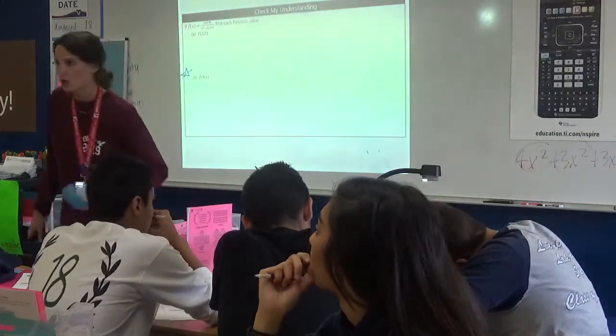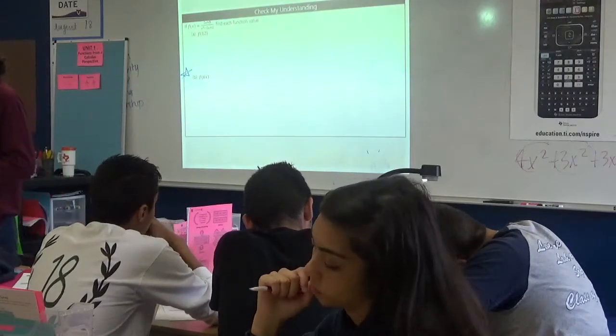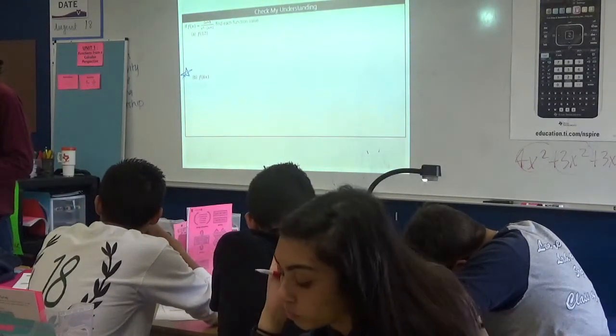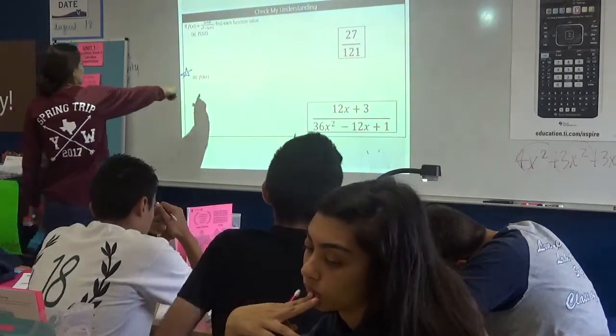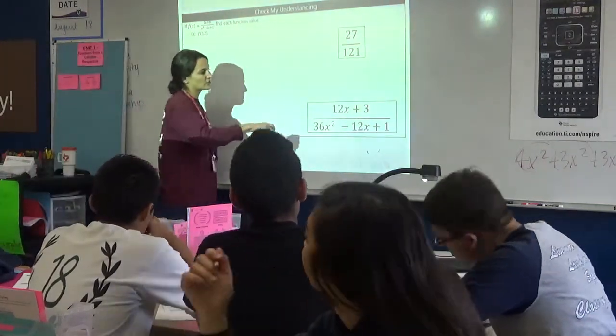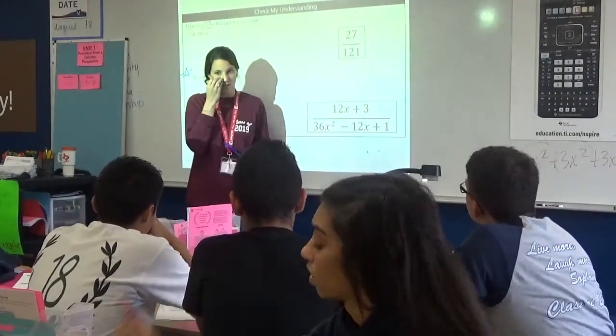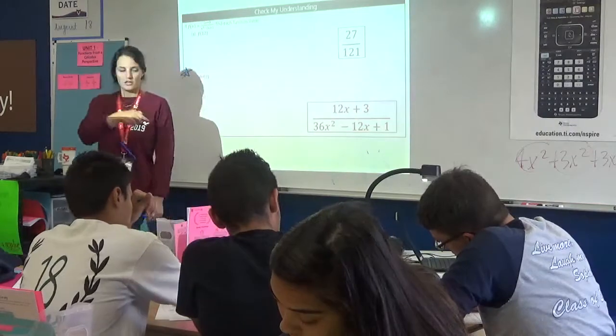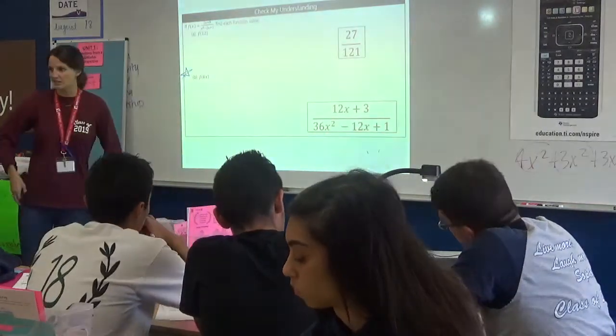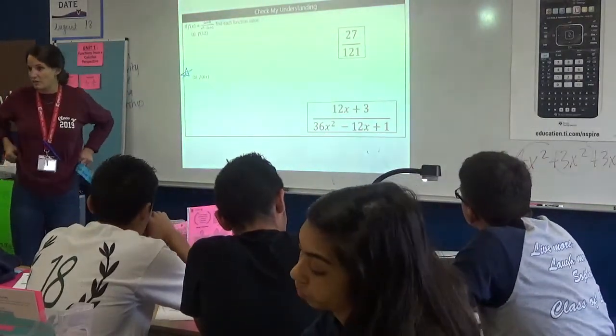Okay. We're back with whatever you got. Some of you I think got there. For this one, plugging in 6x. On top, we end up with 12x plus 3. And on the bottom, we end up with this quadratic down here. Make sure you squared the 6 and the x squared.